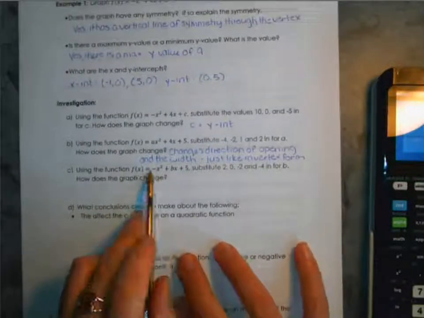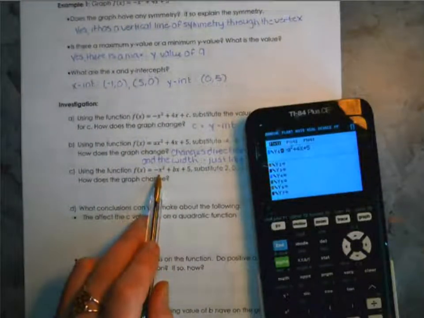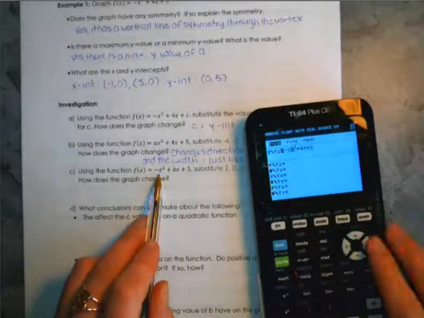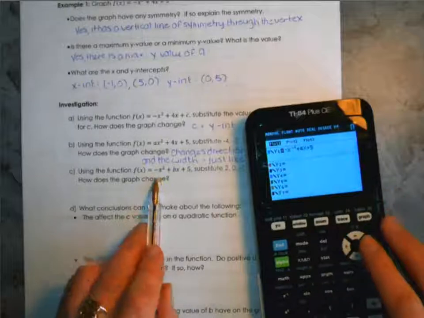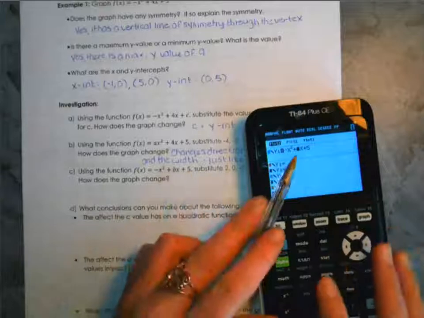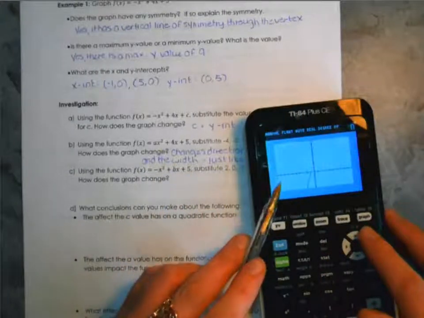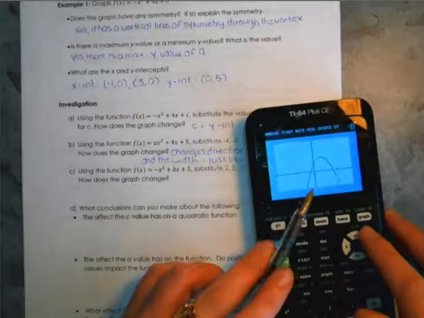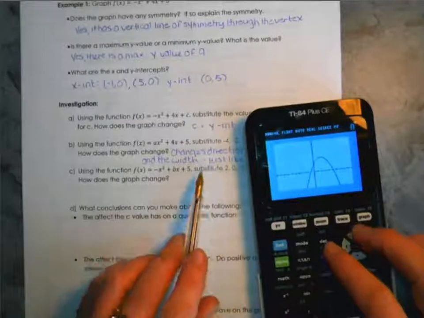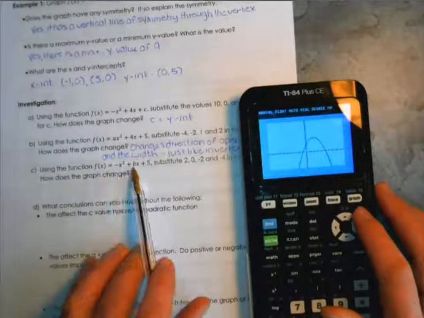Next one we have, again, they want us to do the negative x squared plus bx plus 5, right? So now we're going to be changing this value. Remember before we had the 4x, so just a quick reminder of what that graph looks like. There it is. And they want us to substitute in some different values for b.